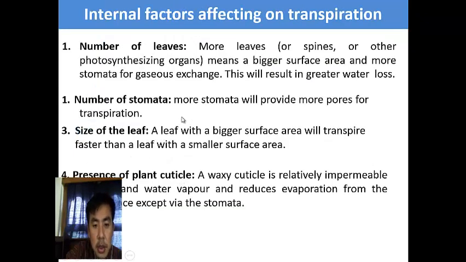Now let's try to learn some of the internal factors affecting transpiration. So the first factor is number of leaves. If there is more number of leaves, there will be more stomata. If there is more stomata, there is more loss of water. Likewise, number of stomata. If there is more number of stomata, more transpiration. Less number of stomata, less transpiration.